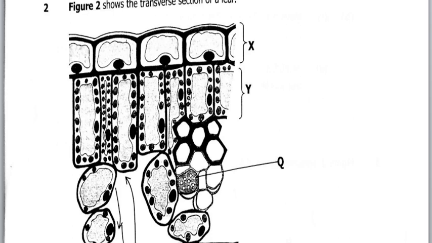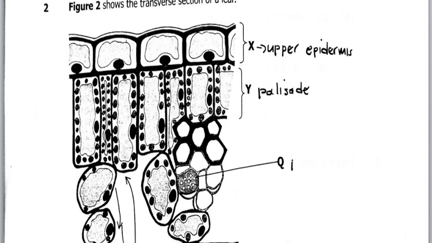So we'll start. Tissue X is called an upper epidermis. Then tissue Y, because of these chloroplasts, is called a palisade. Now you know the palisade, this is where photosynthesis takes place. That's the site for photosynthesis.